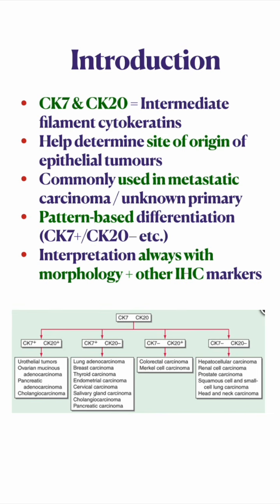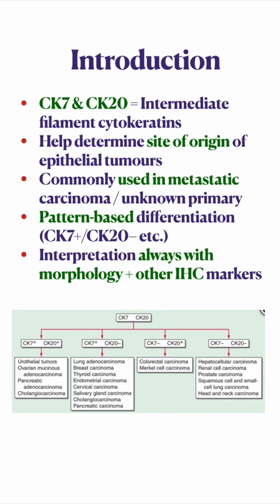So CK7 and CK20, what are they? These are intermediate filament cytokeratins. The main use is they help in identifying the site of origin, and they're used for metastatic carcinomas or carcinomas of unknown primary. So based on whether CK7 and CK20 are positive or negative, or the varying combinations, we can try to rule out or come to a differential of where the primary is arising from.